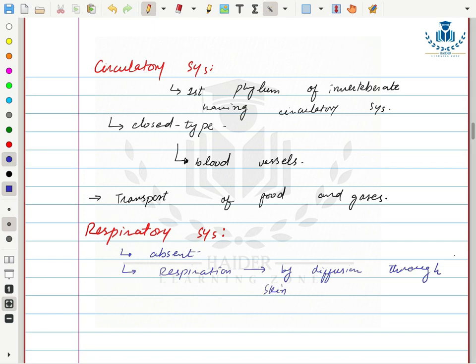Gases diffuse through the skin into the body and then become part of the blood, and the blood transports them further. And in this way, the skin is kept moist by coelomic fluid and mucus.